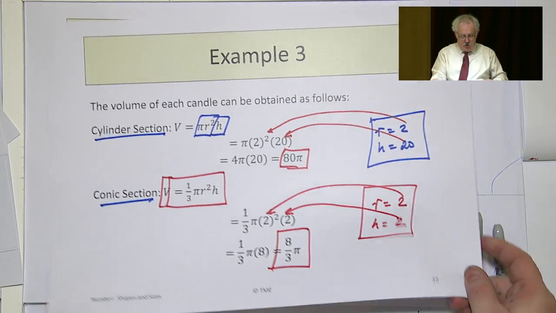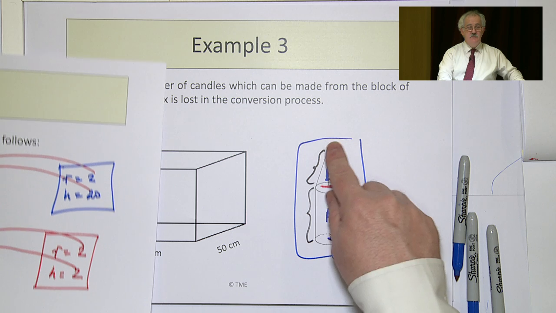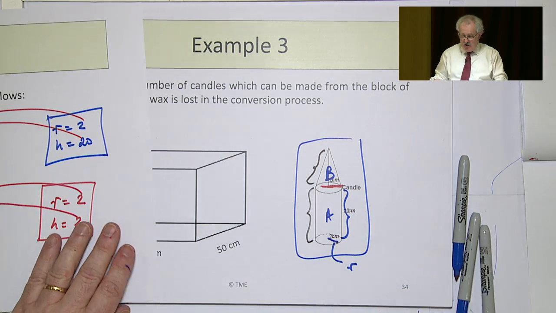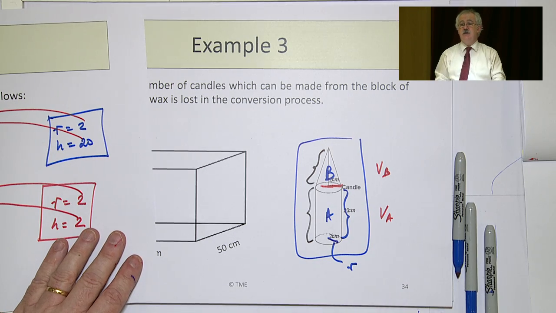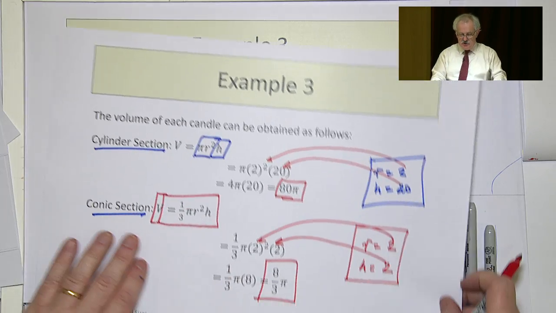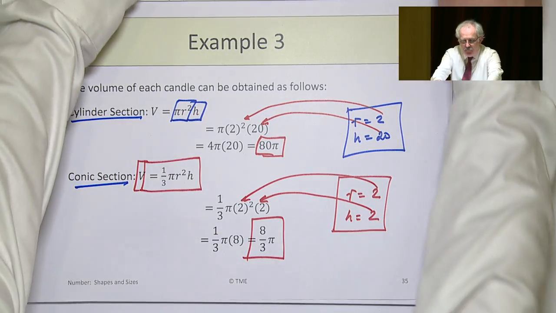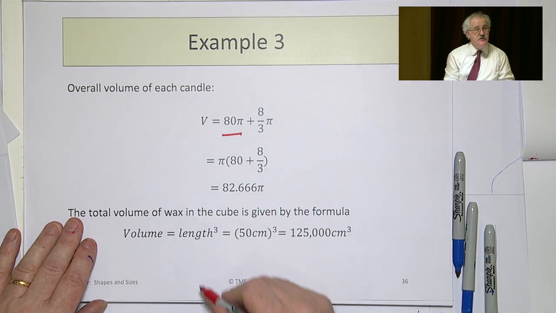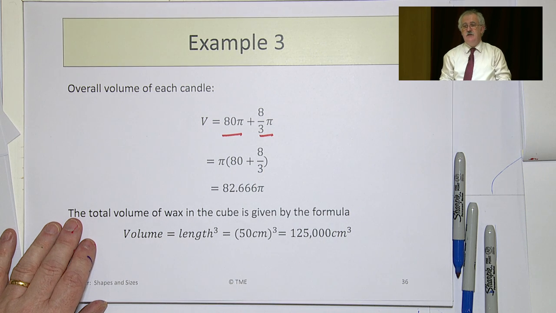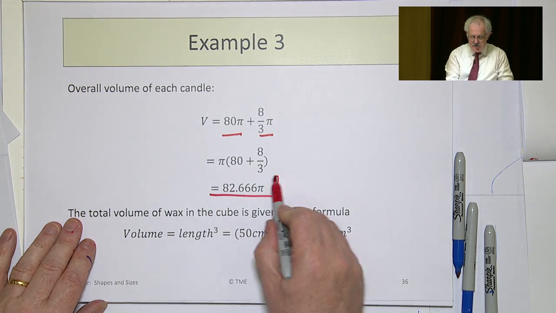Now, what's the overall volume of that? The volume of the A and the volume of the B. Add the two together. So we say the overall volume of each candle turned out to be 80 pi for the cylinder, 8 over 3 pi for the cone. Add them up together and you get that.